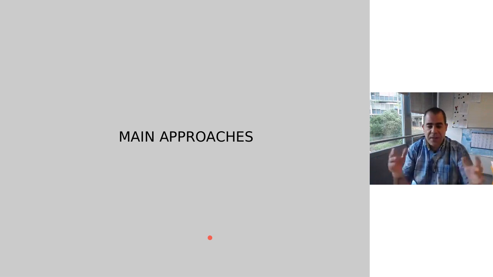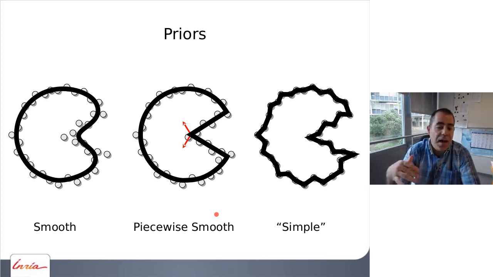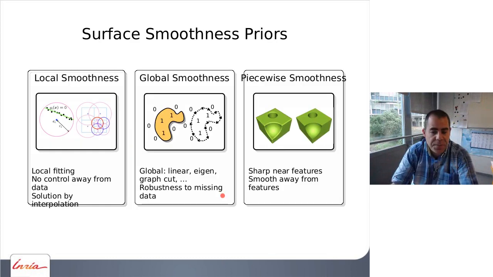If you look at the literature very quickly, and it's a short talk, in the main approaches, to try to make a classification, you have so-called prior knowledge about what you want to reconstruct. Common priors are: I want to reconstruct a smooth shape, on the left. Or in the middle, piecewise smooth, smooth away from features and sharp at the features. On the right, that's a simple surface, piecewise linear, for instance, that will connect the dots, and this is, of course, not relevant when you have noise or outliers. Then there are more sophisticated priors in terms of smoothness.